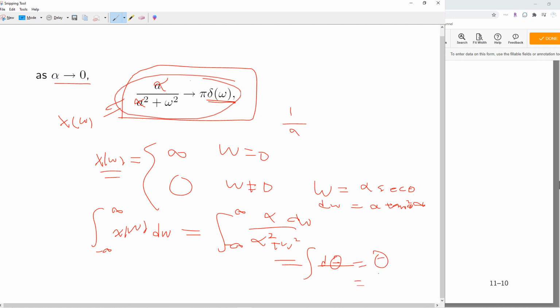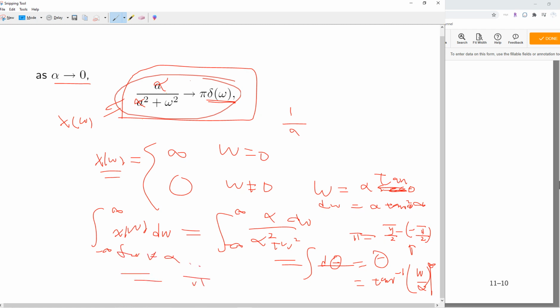So your final result, you need to change it back. Sorry, it should be tangent. And finally you get the arctangent of omega divided by alpha. If you put infinity, then it becomes pi over 2. If you put negative infinity, it becomes minus pi over 2. So this is just pi. It's always pi, for all alpha.